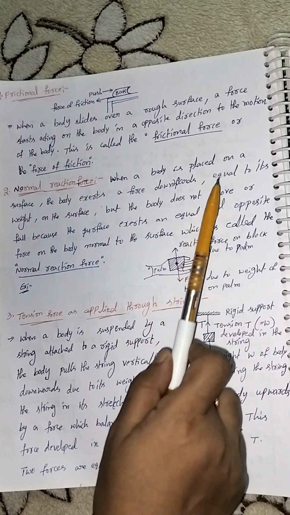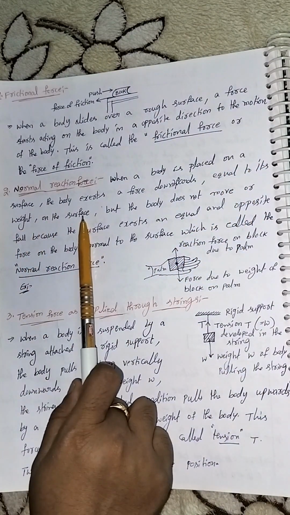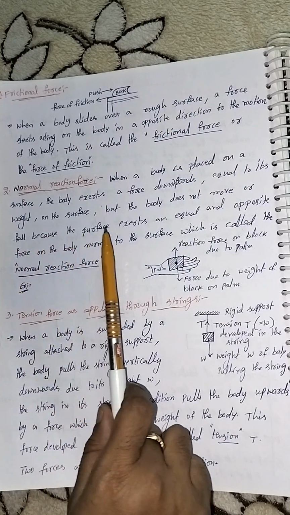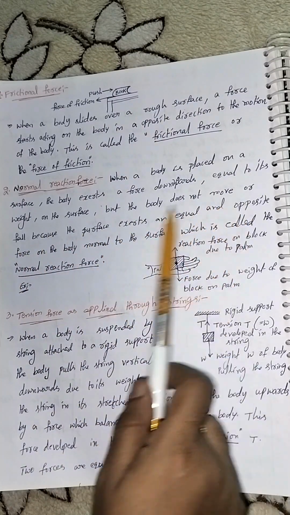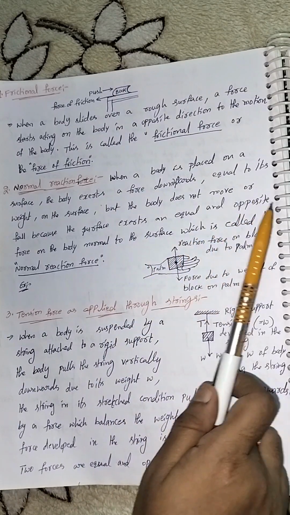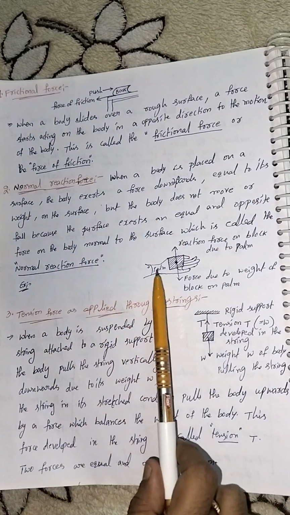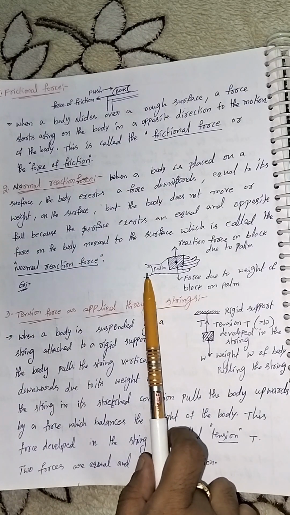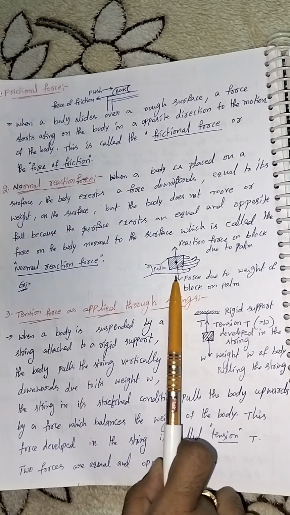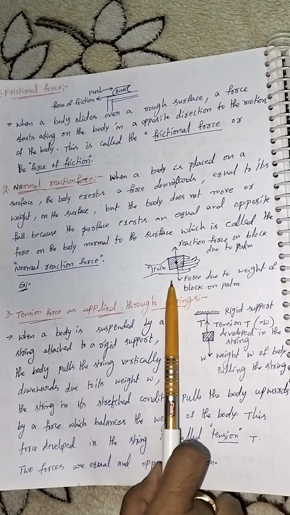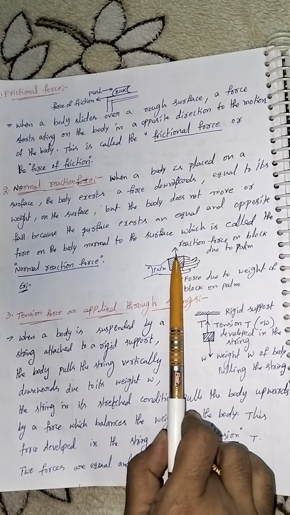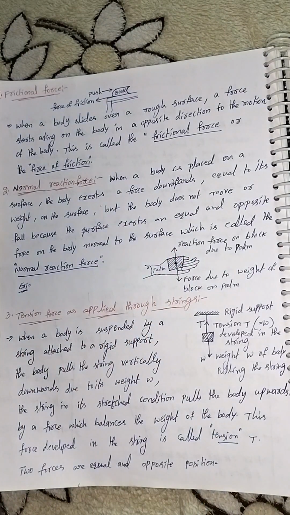It exerts a force equal to its weight on the surface, but the body does not move or fall because the surface exerts an equal and opposite force on the body, normal to the surface, which is called normal reaction force. For example, this is the palm, this is a block. The force due to the weight of the block on the palm is downwards and the reaction force is upwards, so in the opposite direction.